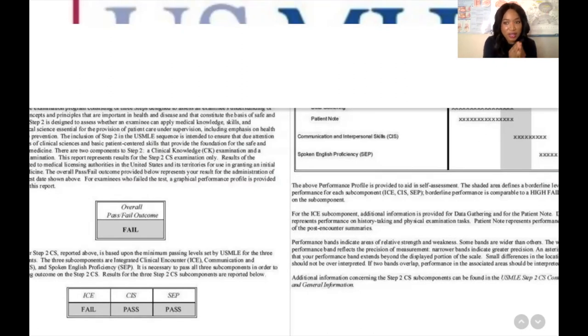Now, in the step 2 CS, once you fail one band, you failed the exam. So in this kind of situation, this candidate had good communication skills, had good English skills, but could not scale through the clinical encounter, which is the history taking and the patient's notes, and the overall outcome was a fail. So it's a test. This is to tell you that you cannot focus on communication and leave your history. You cannot focus on your history and leave your communication. It's a test of a range of skills. So you should have a balanced approach to developing yourself.